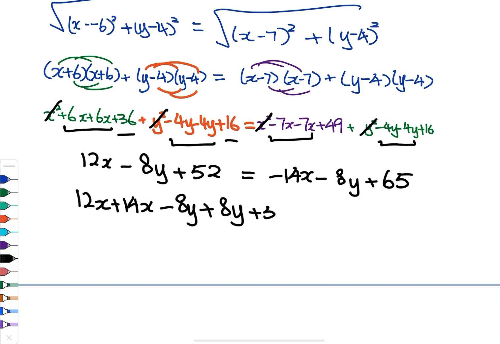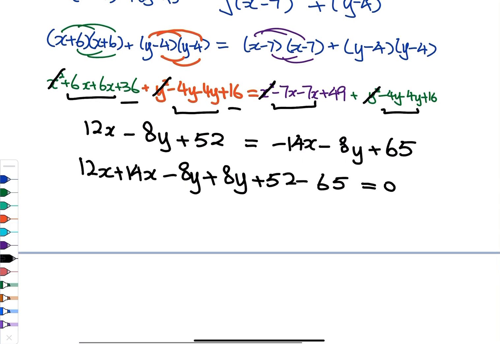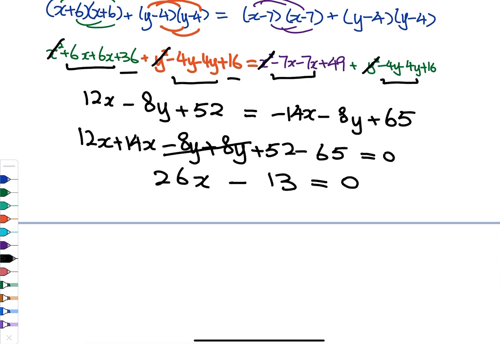And then 52 minus 65. What do you get for that as well? So you have 12x plus 14x, 26x. And then negative 8 minus 8, cancel out. It will be cancelled out in the end. And then you have 52 minus 65, negative 13. Is that your answer or not? No. Because this time we just have one unknown, so you will have to calculate that. So it will be 26x equals 13.